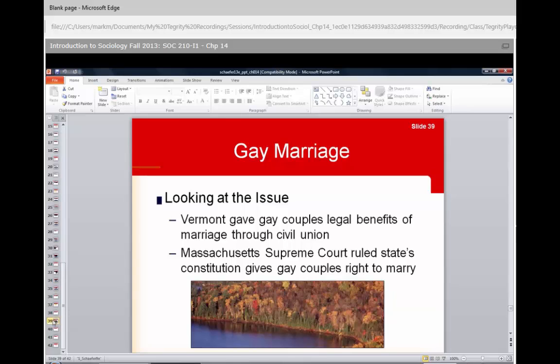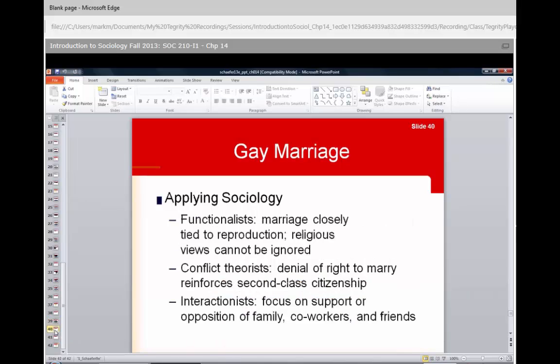Within the United States, Vermont and Massachusetts have decided that same-sex couples do have the right to marry and some of the legal benefits as well. Lots of other nations have done the same thing, it seems maybe more slowly here in the United States than in some of the other nations, as I remember. A lot of European nations, for example, have given these rights since the late 1980s.